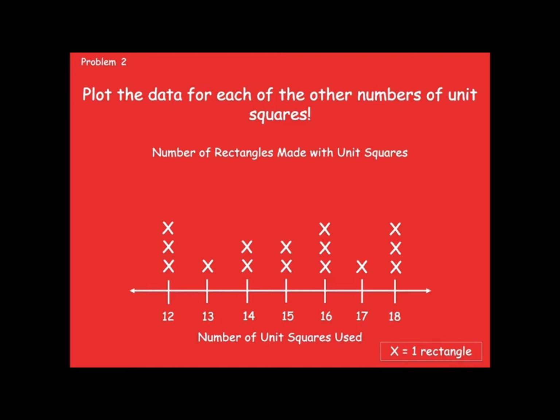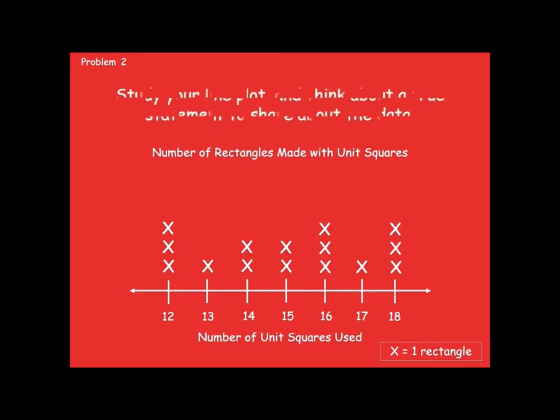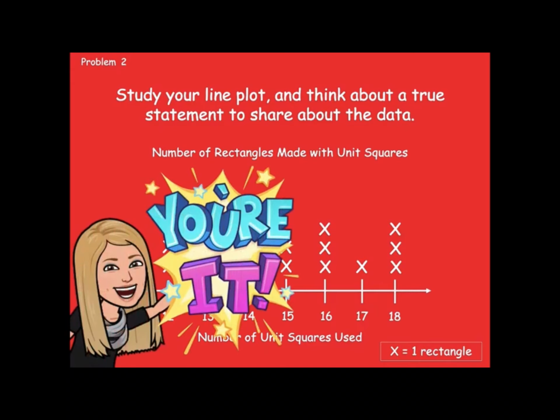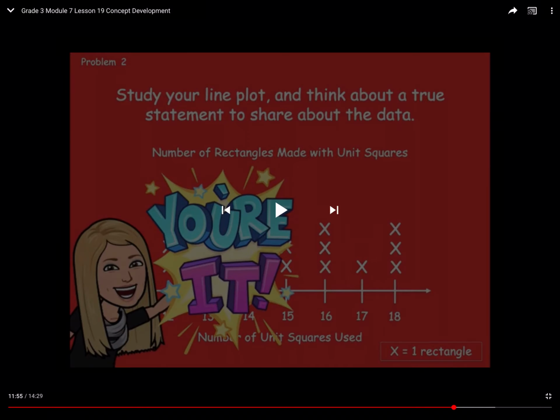All right, friends, I'm glad our line plots match up now. So, I want you to study your line plot and think about a true statement to share about the data. It could be any one piece of information that you want to share, but what could we say about the data that's in our chart? So, pause the video, come up with one thing to share, and then click play, and we'll share together. Okay, boys and girls, I want you to write down on your number line, or right below your number line, one observation that you can make about our data. Pause the video and write it down, then push play after you do that.